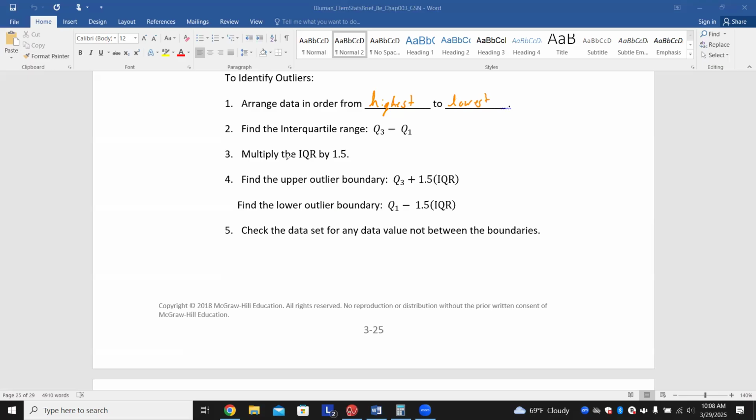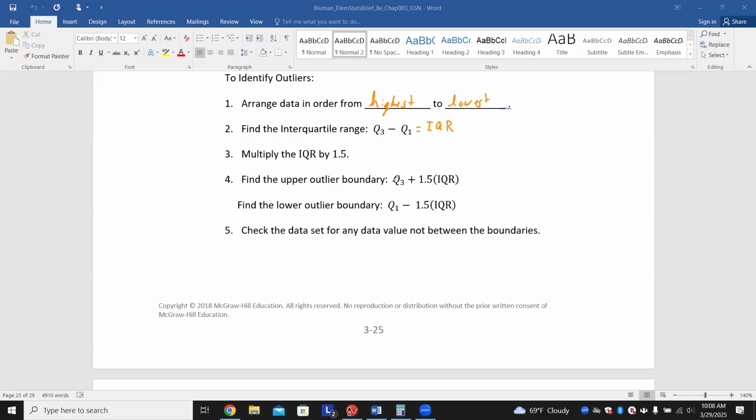3, we're going to then multiply the IQR by 1.5. So once we calculate this IQR right here, we're going to multiply by 1.5. This will tell us the upper outlier boundary. We'll add it to Q3. To find the lower outlier boundary, we're going to take that result and subtract from Q1. And these two values that we get, if any of our data set is outside of these boundaries, now they're considered what we would call outliers.